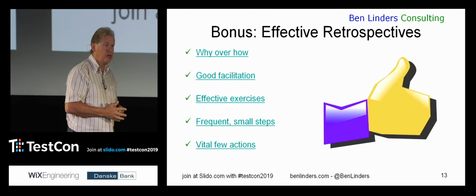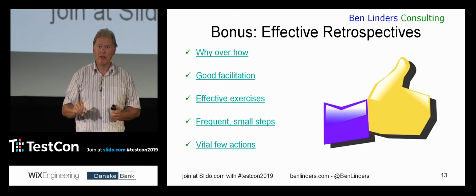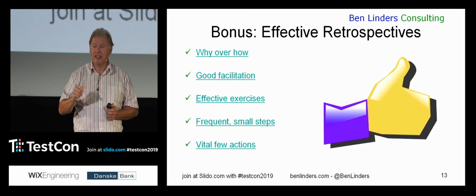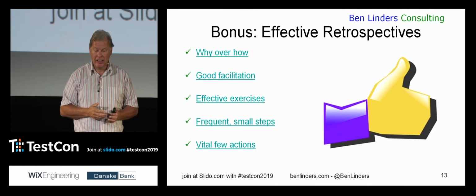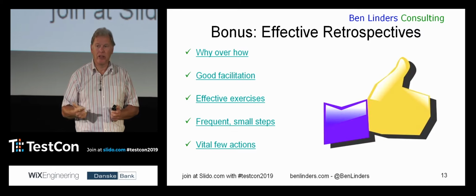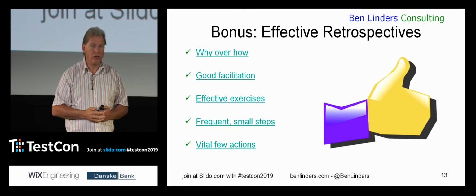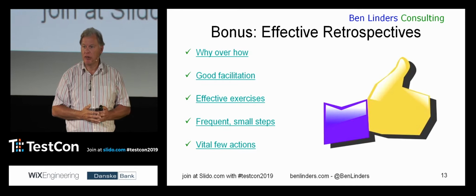Make sure that you do them frequently and make it continuous improvement, small steps. Don't try to do too much. Think about the action that you can do in your next sprint. And really focus on what I call the vital few actions. Only 1 or 2 actions that you're going to be doing in your next sprint, and check if those actions are really working out, if those actions are really helping you to improve.